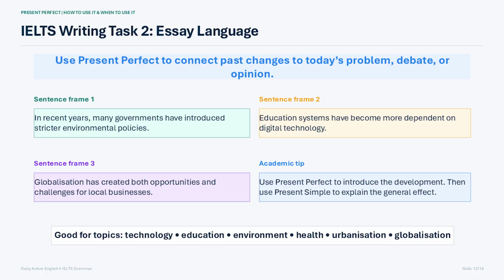Globalization has created both opportunities and challenges for local businesses. This sentence is very common in academic writing because it introduces a broad issue. The present perfect is especially useful with time expressions such as in recent years, over the past few decades, recently, so far, up to now, since then. These expressions help you show that the issue is still relevant today.